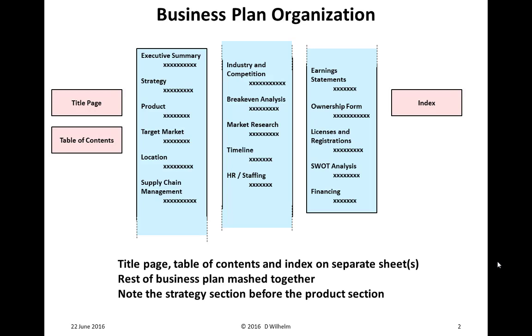The executive summary, then the strategy, product, target market, location, supply chain management, industry and competition, break-even analysis, market research, timeline, HR or staffing, earning statements, ownership form, licenses and registration, SWOT analysis, and financing. Notice even though we did the product section before the strategy section, for the business plan, the strategy section comes first, then the product section.